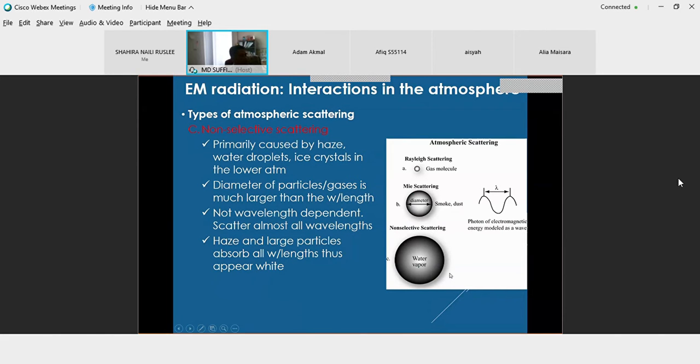And then kita ada non-selective scattering. Non-selective scattering dia bukan wavelength dependent. It depends on the size of the particle. Primarily caused by haze. So kalau haze tu you nampak dia kadang-kadang warna yellow dan sebagainya. Water droplets, ice crystals. Diameter of the particle is much larger than the wavelength. It's not wavelength dependent, so it will scatter all wavelengths.